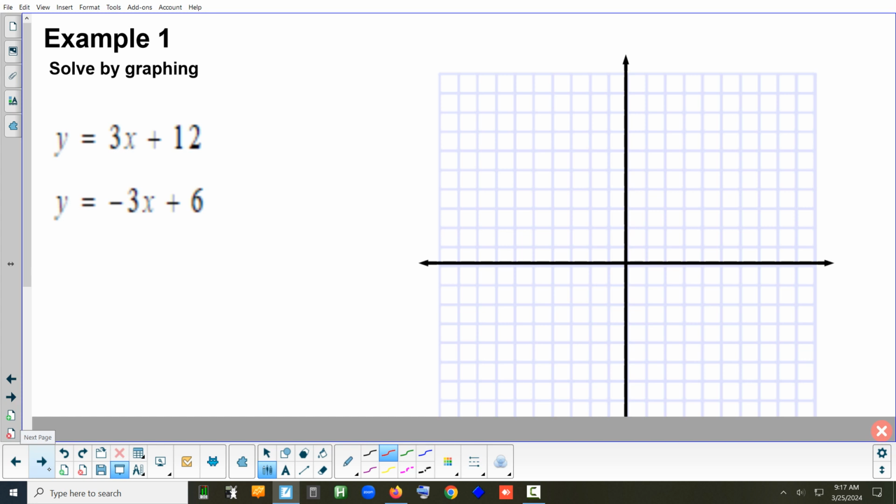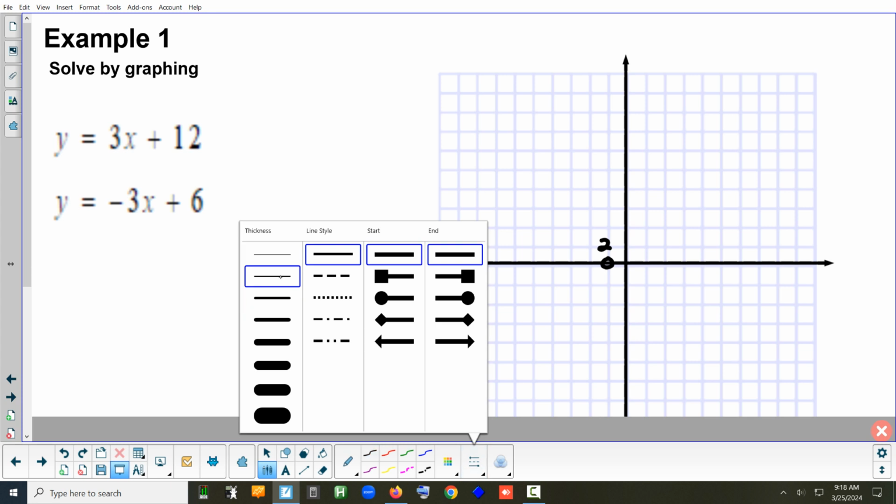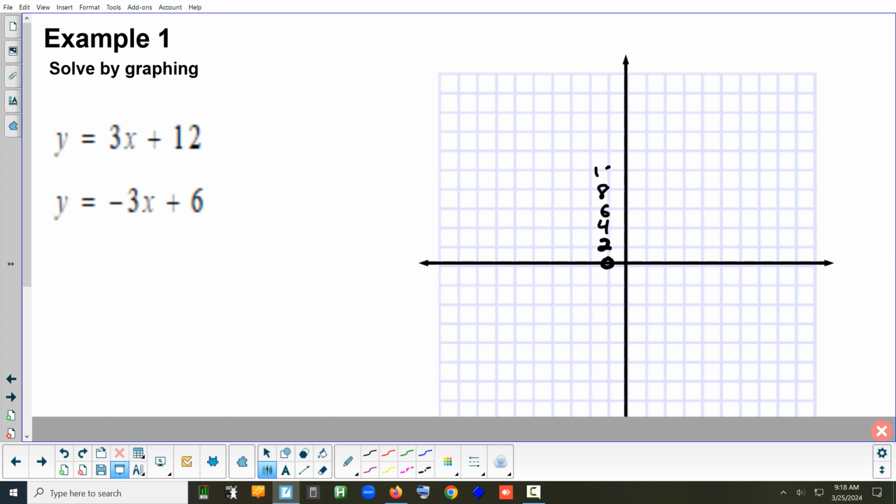Now, what's the y-intercept in the first one? 12. Okay, we don't have enough room to go to 12. So what do you think we could do on our y-axis to make more room? Count by twos. Yeah, we could just count by twos, right? That'd be one way to do it. So let's make this 0, 2, and then 4, 6, 8, 10, 12.